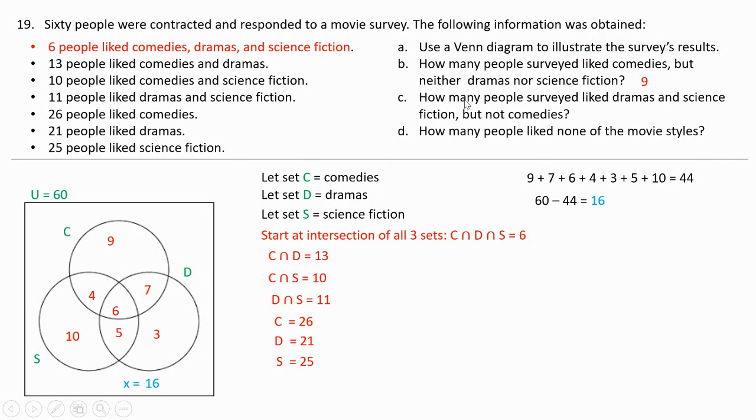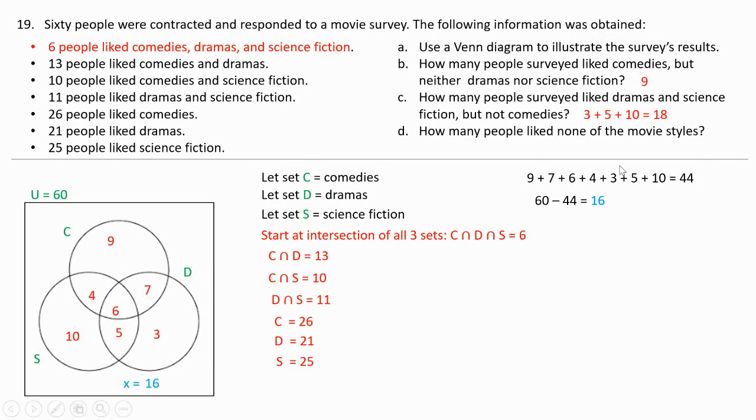For part C, how many people surveyed like dramas and science fiction, but not comedies? Okay, so let's go here to dramas and science fiction. So it'll be this here, these two, drama and science fiction, but not comedies. So these two sets, set S and set D, will be all these right here. But not comedies means not these right here. So it'll only be 10 plus 5 plus 3, which will be 18. So 18 people like dramas and science fiction, but not comedies.